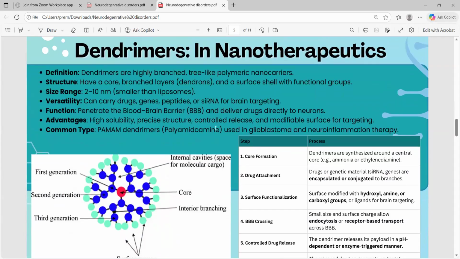Dendrimers. These are highly branched, tree-like polymeric nanocarriers and have a core, branch layers, and a surface shell with functional groups, and the size range is 2 to 10 nanometers.